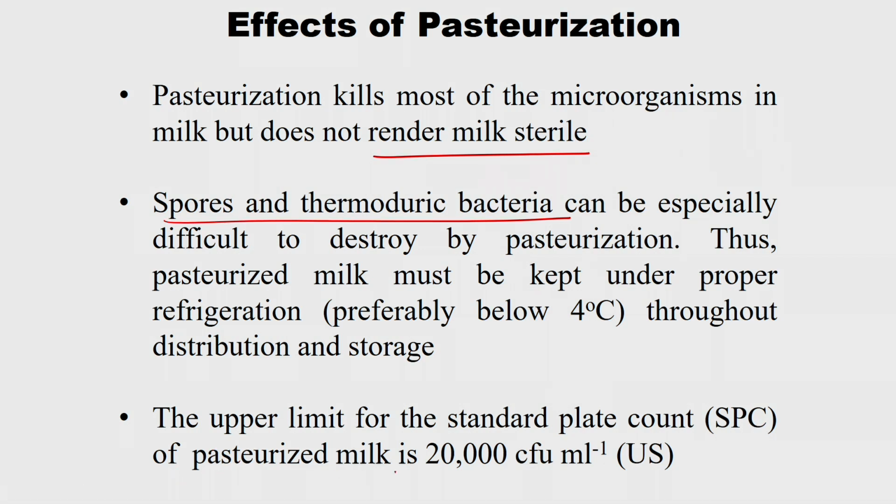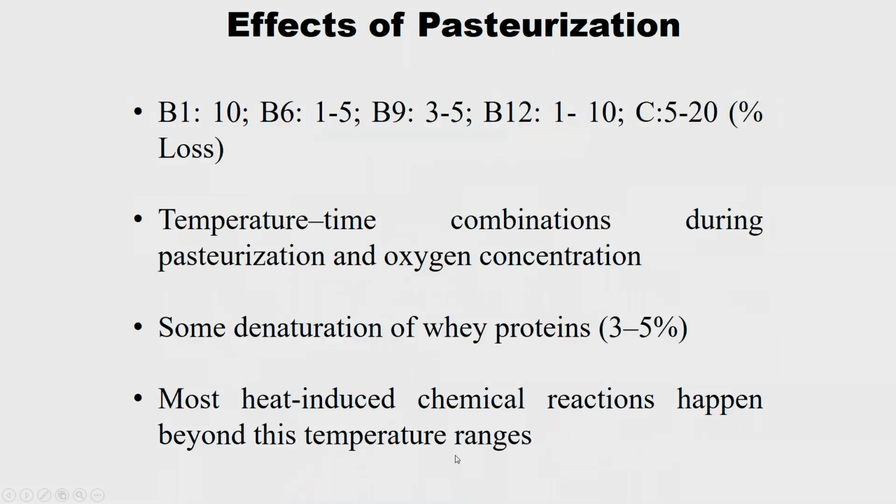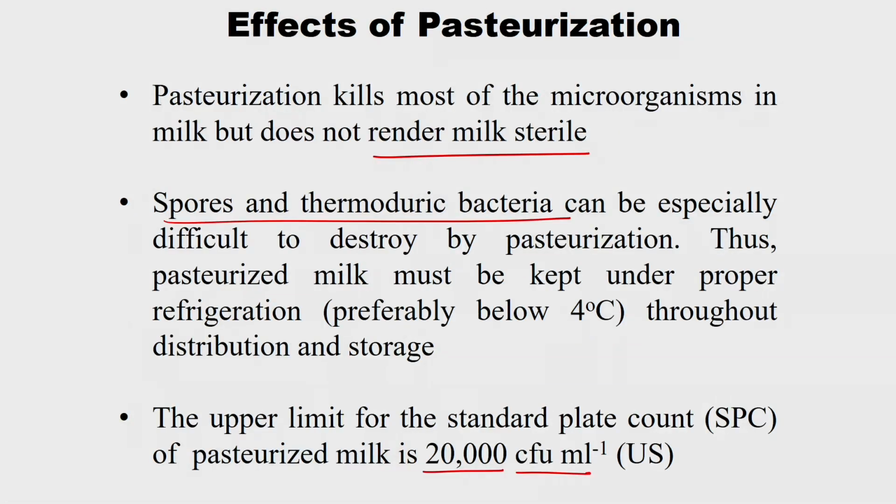The US regulation says the upper limit for the standard plate count after pasteurization is 20,000 CFU, colonies per ml. Anyway, fresh pasteurized milk will have less than that. And when you pasteurize, what happens is based on microbial reduction. We said that thermoduric bacteria may still be there in the pasteurized milk, so it has to be stored under refrigeration. The count is 20,000 CFU per ml in the standard plate count.